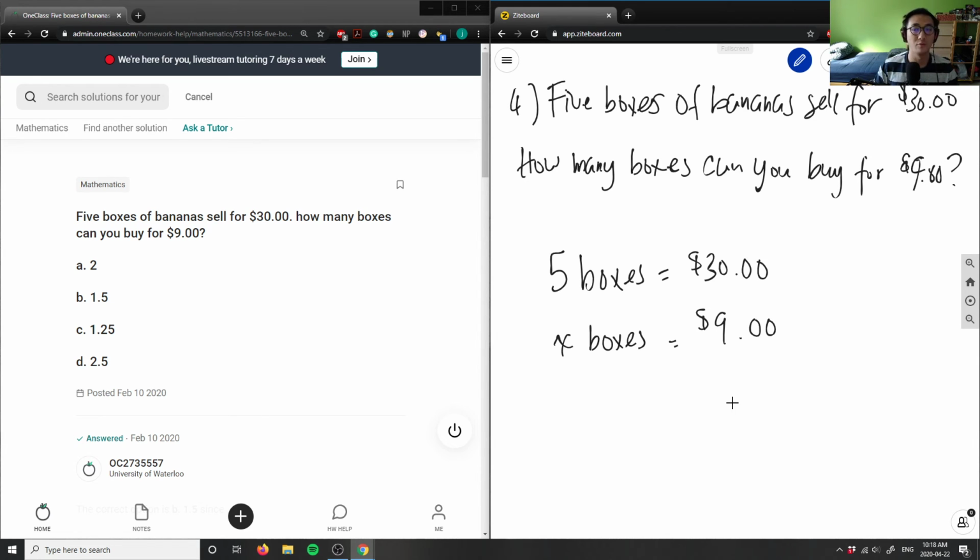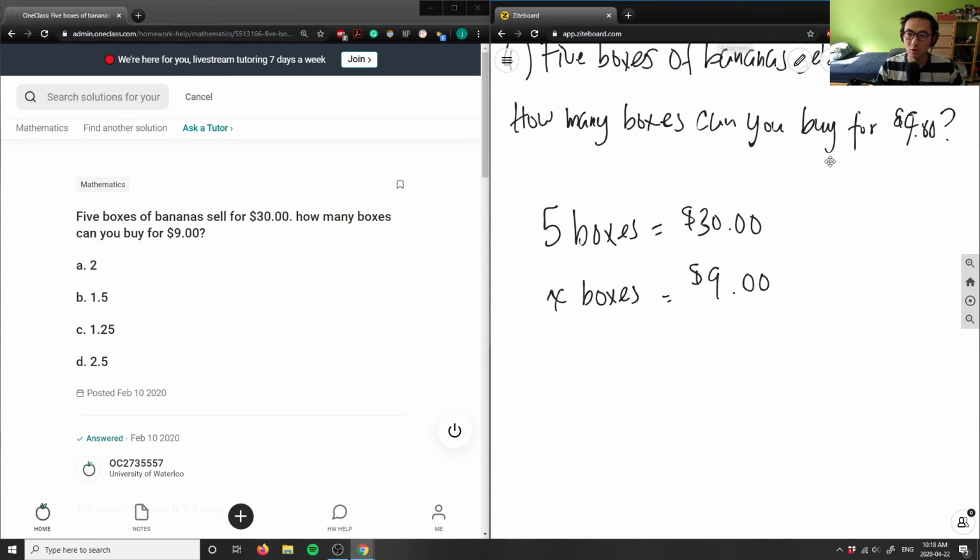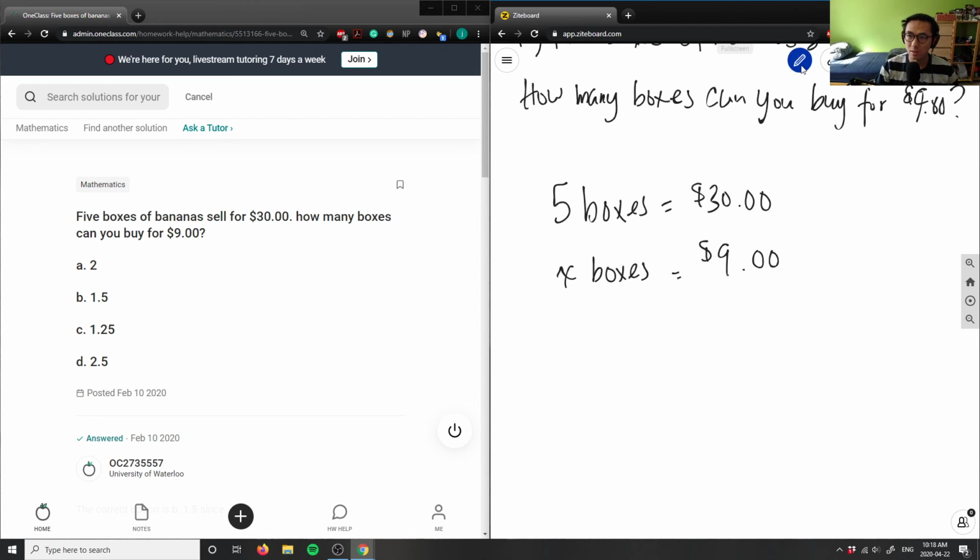So in order to solve this problem, I'm going to set a rate for the boxes. How do I do that? If I know that 5 boxes equals $30, then how much does it cost to buy 1 box? If I divide both sides by 5, we get 1 box equals 30 divided by 5, which is $6.